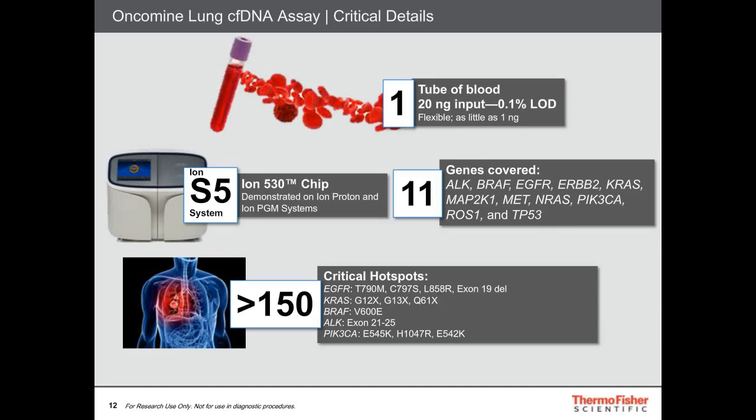We have run it, as I mentioned, on the S5 XL system, and we actually use the 540 chip, but it can also be run on the Proton and the PGM systems. It does cover the critical genes and the critical hotspots. And again, if you look at the bottom under critical hotspots, it does include EGFR T790M, as well as the key sensitizing mutations L858R and the exon 19 deletions.